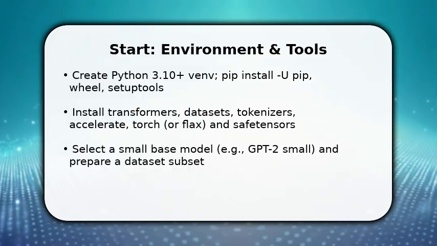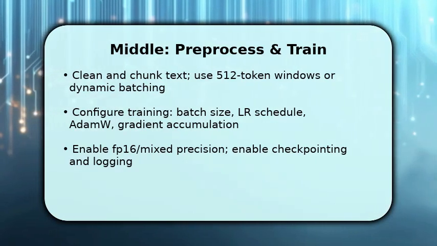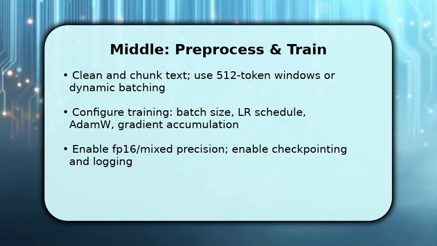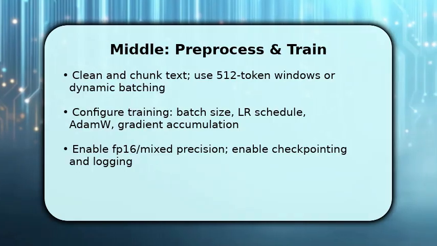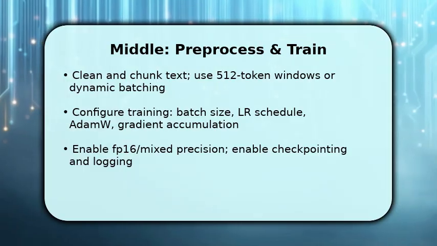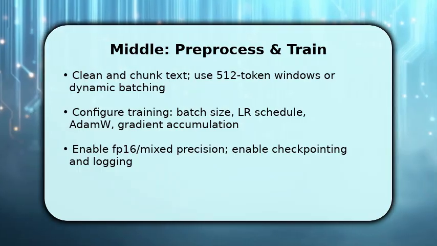You now transform data and run training. First, clean, normalize, and chunk your corpus into 512 token windows or use overlapping context to preserve continuity. Then configure training hyperparameters. Set batch size, learning rate schedule, AdamW optimizer, and gradient accumulation to fit memory.